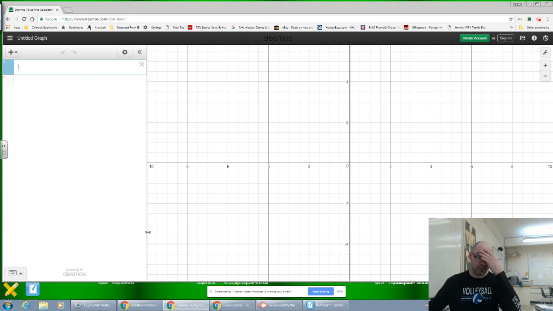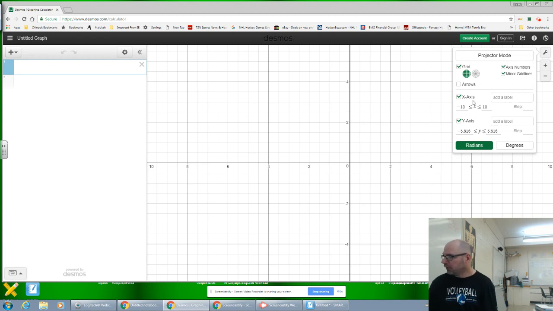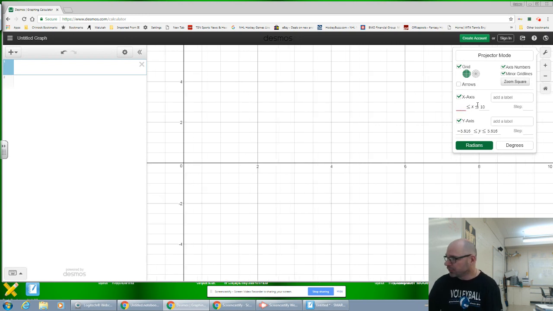Okay, the first thing we've got to do is put the number of shirts on the x-axis, and the cost per item on the y-axis. So we've got to adjust our axes. Go over here into the wrench. We don't have any negative numbers. Come on, computer. There we go. Okay, we want the x-axis to go from 0 to 1,000, let's say.